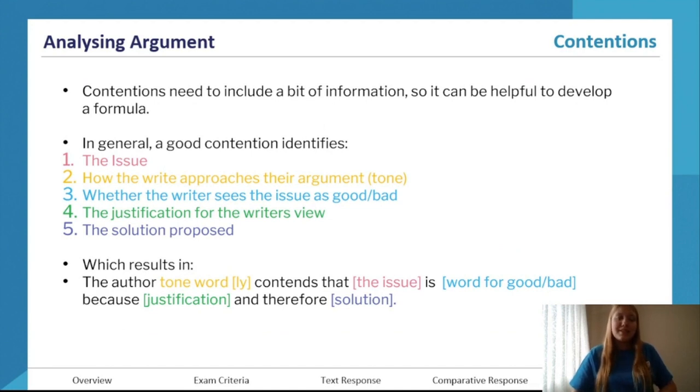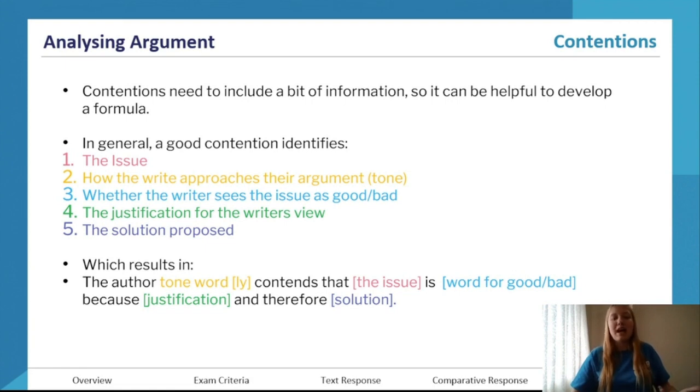So contentions need to include quite a bit of information for argument analysis, so I really recommend using a formula. The formula that I recommend is: in a descriptive word tone, the author contends that, and then write your contention. Or we have an alternative one here, which is a little bit longer and includes all of the elements: the author, tone word with -ly attached.